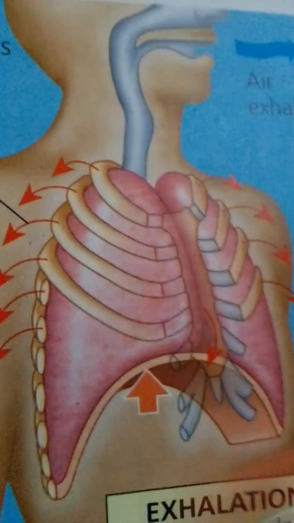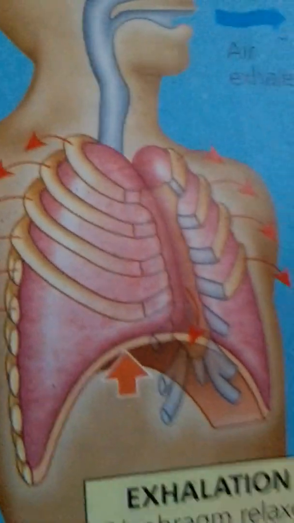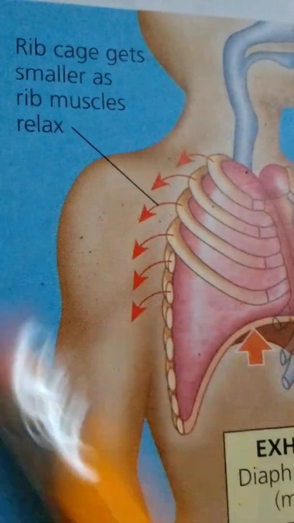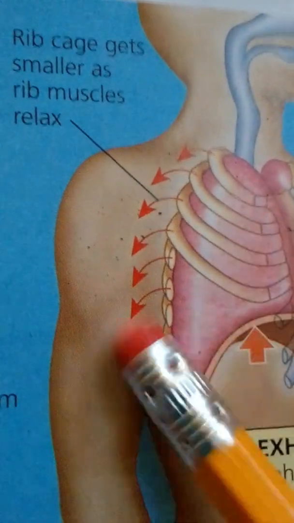The second one, exhalation: the diaphragm relaxes and moves up. And notice also the air exhaled, and the rib cage gets smaller as rib muscles relax.